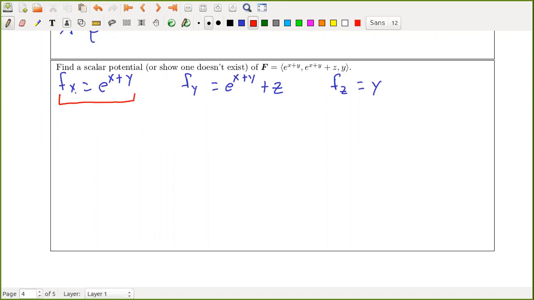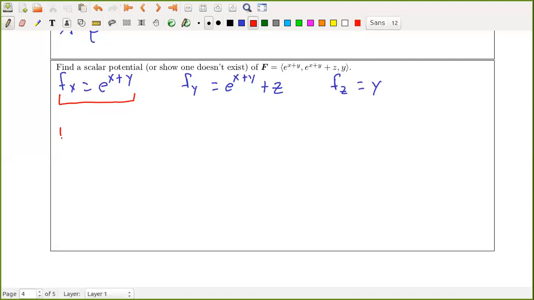So I want to find a function. Let me also make something clear that has been subtle. I'm assuming that there's a solution, and then I'm going to try to find that solution. If there's not a solution, there will be a contradiction, and we'll do an example where there's a contradiction. Okay, so I have a function. I know its x derivative is equal to e to the x plus y. Again, I'm assuming there's a solution. So I'm assuming there's a function whose x derivative is equal to e to the x plus y, whose y derivative is equal to this, and whose z derivative is equal to y.